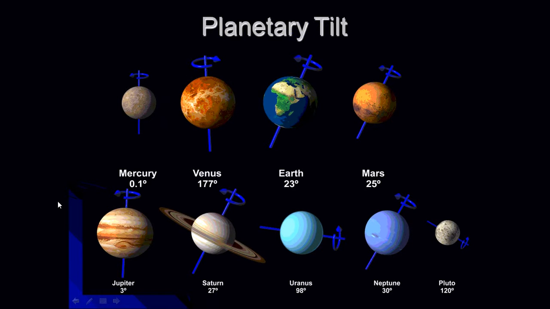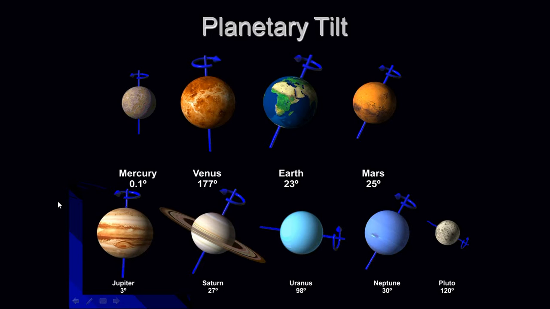So, we've talked about the planets, and I wanted to at least give you an idea of the various tilts. And if you notice, some of the planets have interesting tilts as they orbit the sun. Mercury has a 0.1 degree tilt. Venus has 177 degrees of a tilt. The Earth is about 23 degrees. Mars is 25 degrees, which is very similar to ours.